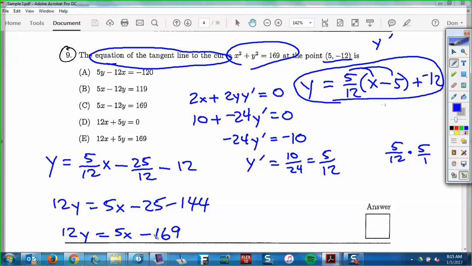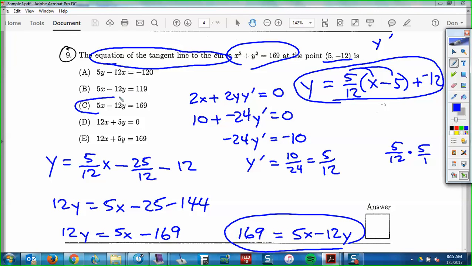I see these all have that on one side, so maybe I'll add the 169 over to this side, so it's positive, and then subtract the 12y, so I have 5x minus 12y equals 169. So, again, typical kind of situation. You got some calculus to do, and on these no calculator ones, they throw in a little bit of algebra, just to make sure you can do some of that stuff too.